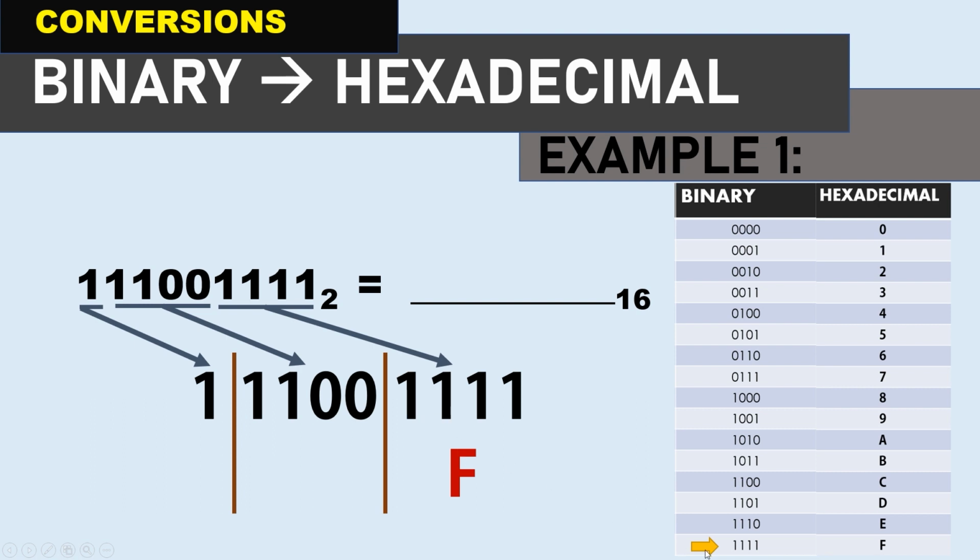The first one is this. You have F, which is equal to 1111. Then the next one is 1100, which is equal to C. Then the digit on the left is equal to 1. So the answer for the given, which is 111001111, is equal to 1CF. Always take note of the order.